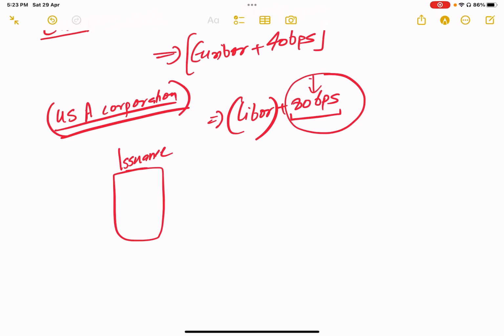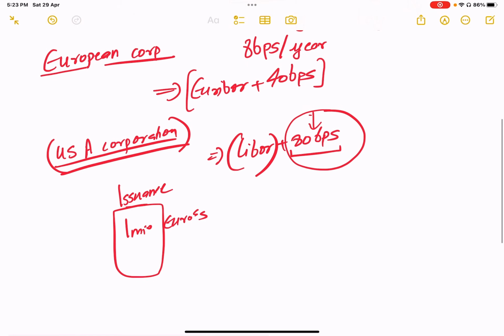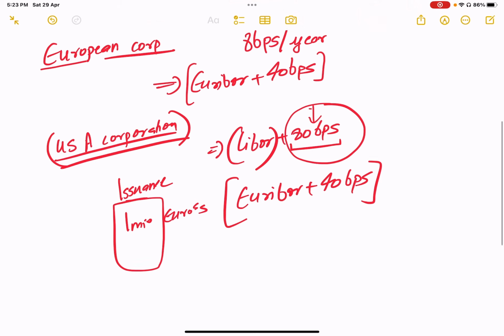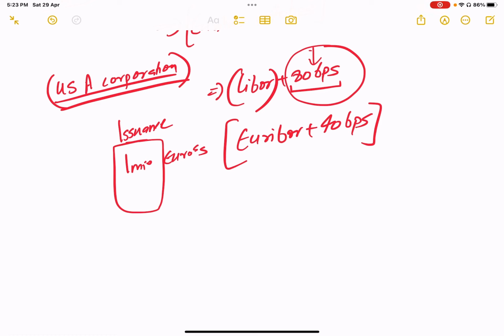So this is me, USA Corporation. I issue the note and I say that, okay, I will issue it for, let's say, 1 million euros. I get 1 million euros, right? But now I know that I have to pay Euribor plus 40 bips. I mean, that won't change. People will say that you have issued in Europe, but you have to pay Euribor plus 40 bips. But I don't have this. How do I generate this? I have 1 million euros.